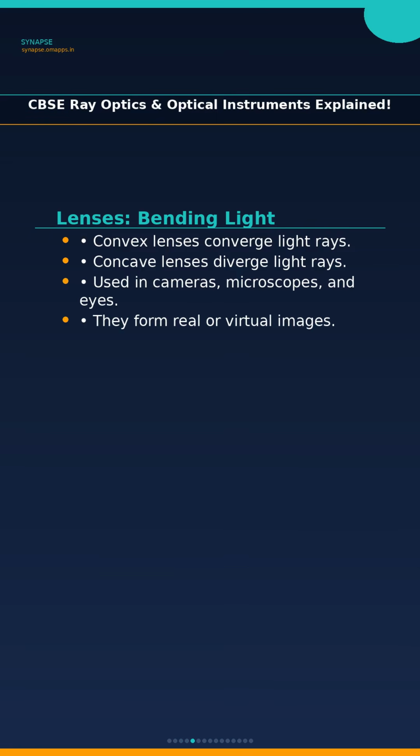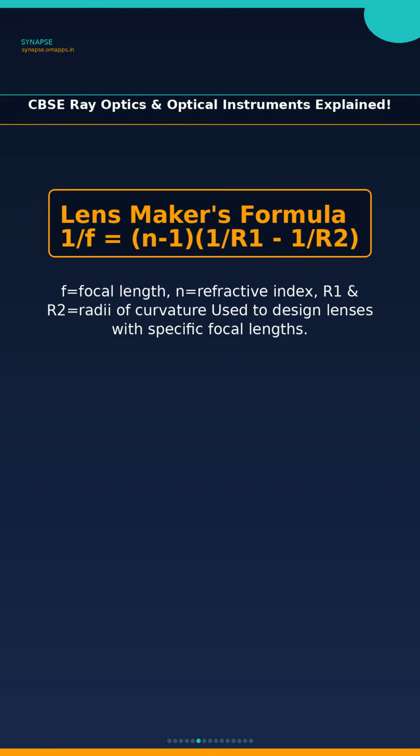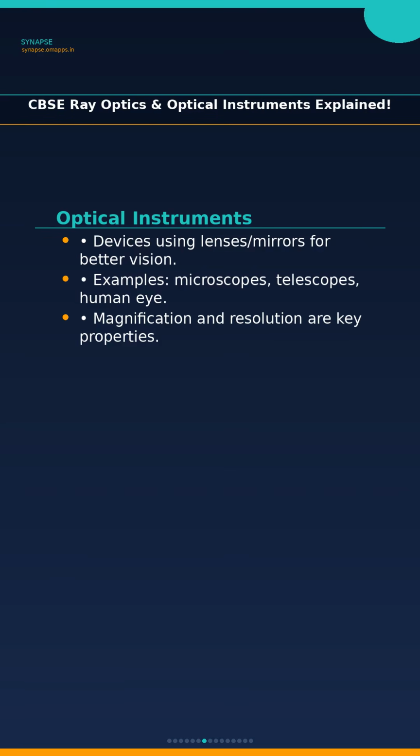Now, let's move on to lenses. Lenses are curved pieces of glass or plastic that bend light to form images. Convex lenses bring light rays together, while concave lenses spread them out. They are used everywhere. This is the lens maker's formula: 1/f equals (n-1) times (1/r1 minus 1/r2). f is the focal length, n is the refractive index, and r1 and r2 are the radii of curvature. Remember this formula.